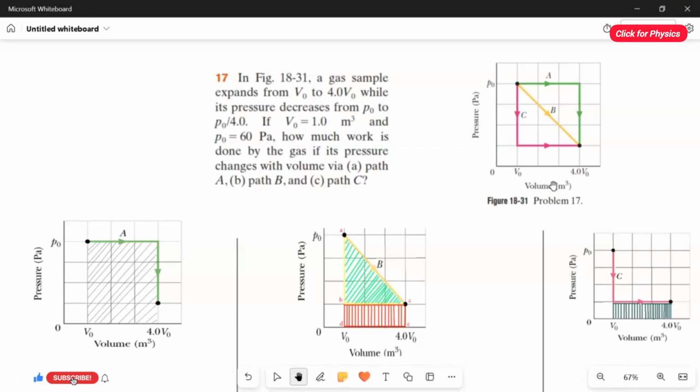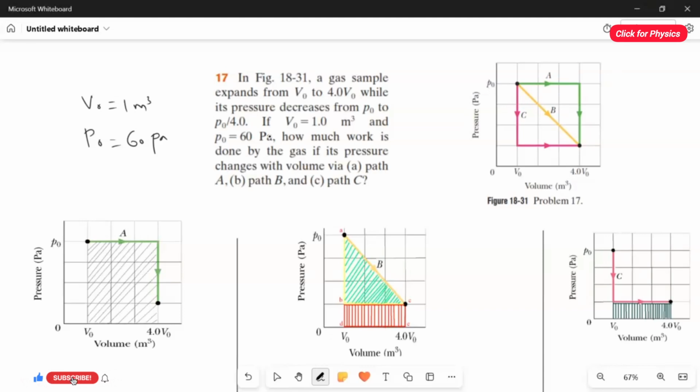Likewise, on the x-axis, each box represents a change in volume of 1 V0. So this is 1 V0, the second box is 2 V0, the third box is 3 V0, and the last one is 4 V0. And the values of V0 and P0 are given here. The V0 value they mentioned is 1 cubic meter, and the P0 value is 60 Pascal.